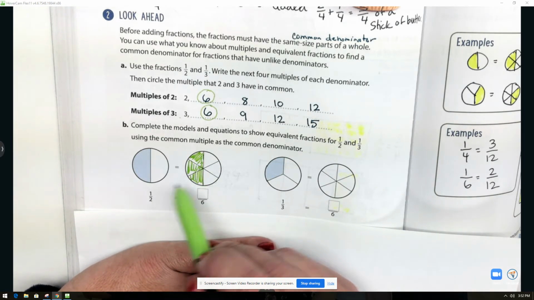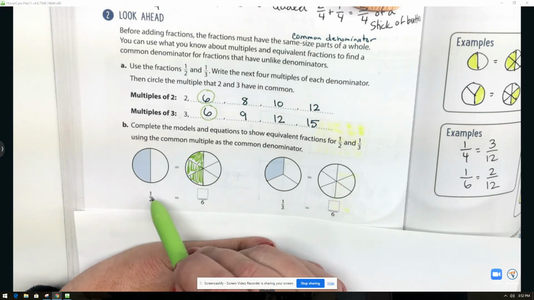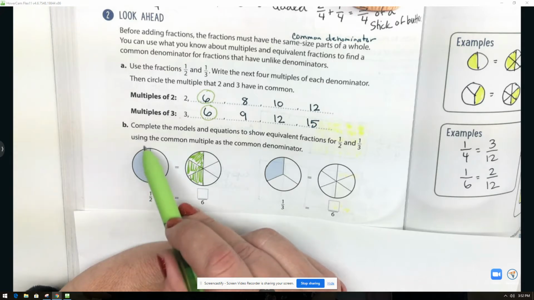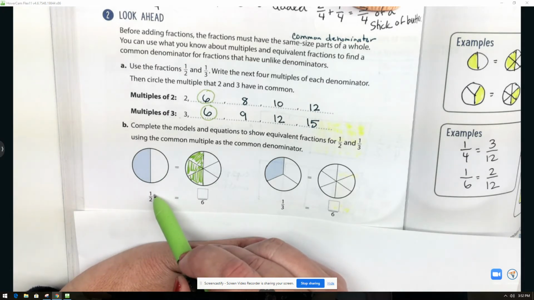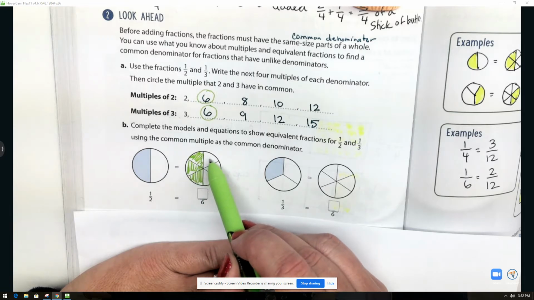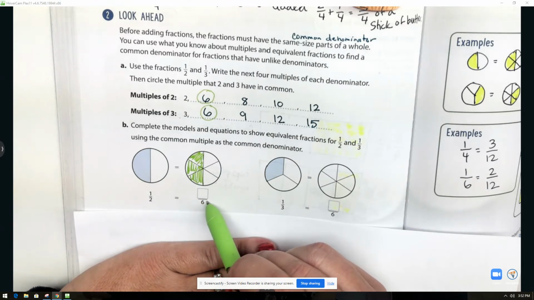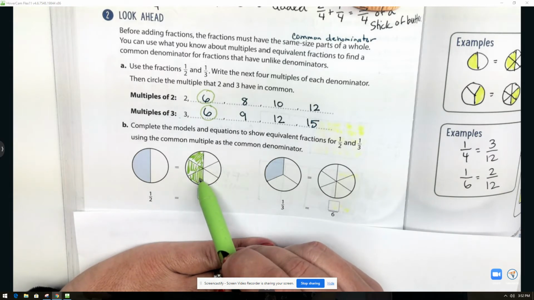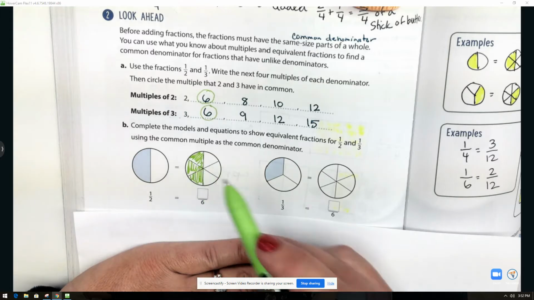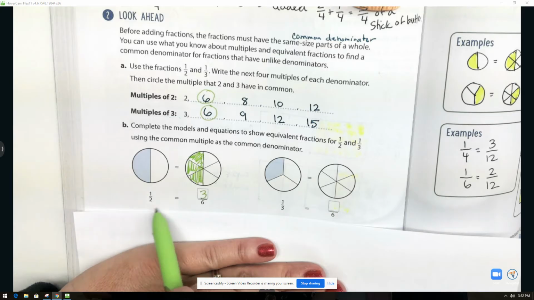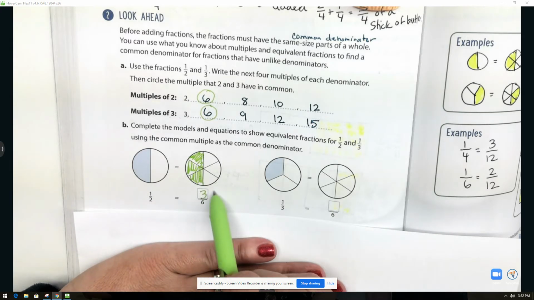But when we look at that, this circle is broken into 2 parts, so our denominator is 2, and one side is shaded in, so our numerator is 1. In this circle, now we have more pieces. We now have 6 pieces, or 6 parts of the whole. And how many parts did we shade in? 1, 2, 3. So there, a 3 goes there. So 1/2 is equivalent to 3/6.